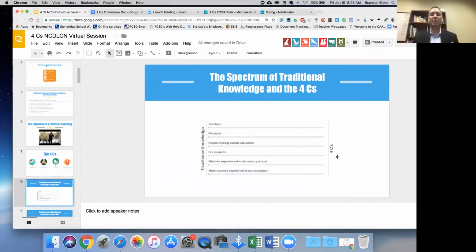Then, what did we experience in elementary school? I want you to think about when you were in 2nd and 3rd grade. Did you experience sitting in a desk, just traditional knowledge, or did you experience more of the 4 C's? And then, what do students experience in your classroom or at your school?